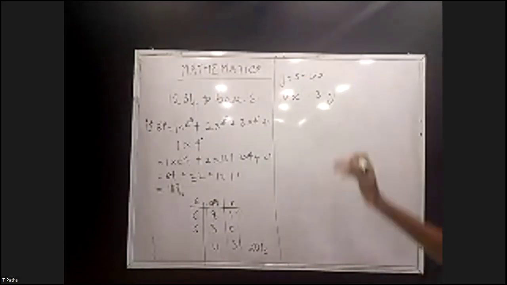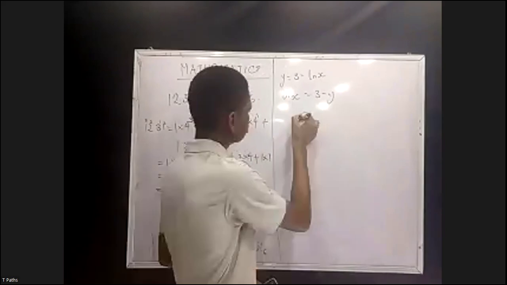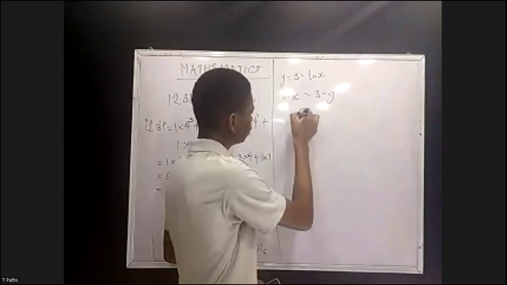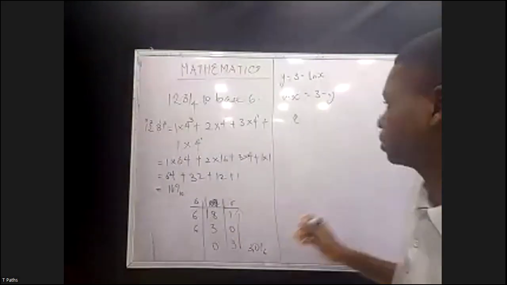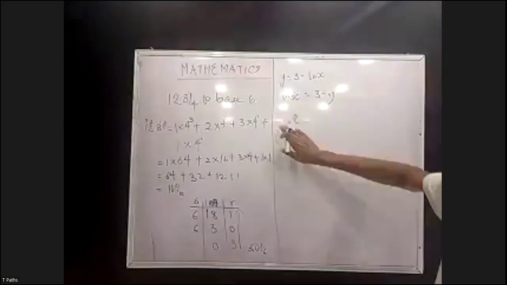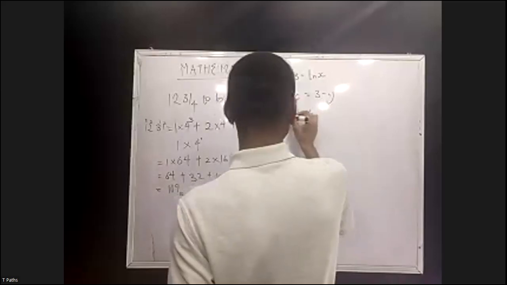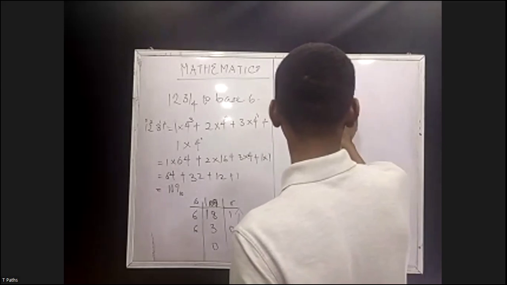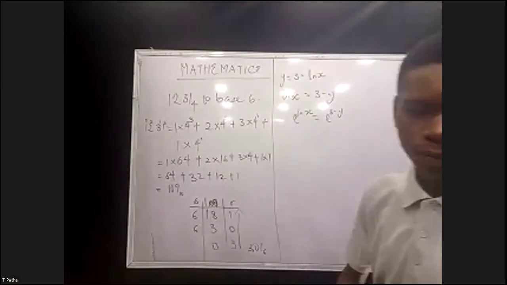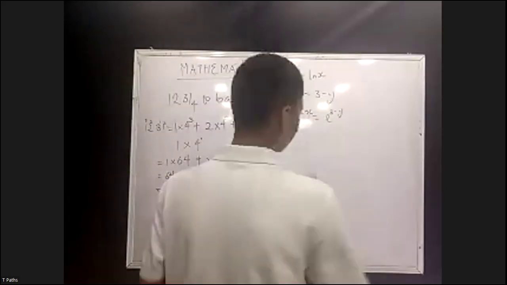Now for me to get this, the best thing I can do is to use the raised-to-power function, Euler's function. So I'm going to use Euler's function on both sides. What Euler's function simply means is it will take this and raise e to the power of both sides. So e raised to the power of ln x is equal to e raised to the power of 3 minus y. Why am I doing this? To get rid of this ln x.